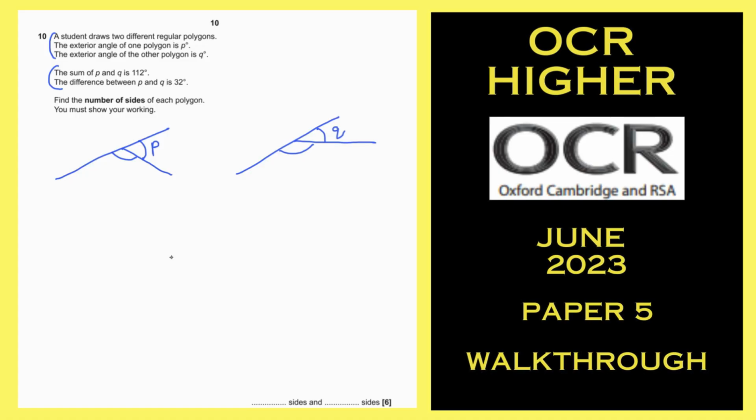The sum of P and Q is 112. P plus Q equals 112. The difference between P and Q, difference means subtract, is 32.